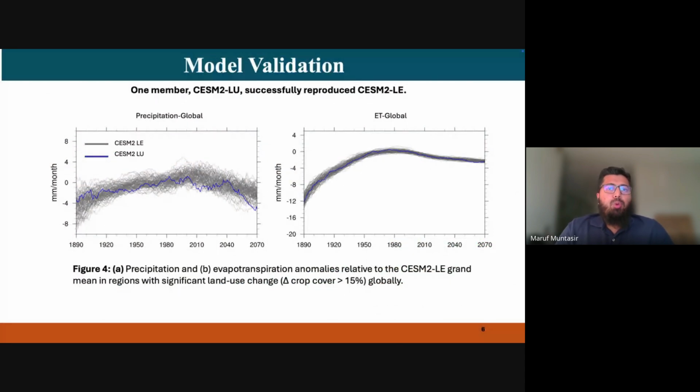This is our model validation. We reproduced 1 CSM2 LU run on the Anchor machine, as we mentioned, and validated it with the CSM2 large ensemble output. Here we are presenting precipitation and ET global average time series. Our CSM2 LU run follows the same trajectory and is very consistent with the CSM2 LE 100 ensemble members. And the blue lines, which are our LU runs, fall between the 100 ensemble members. Next slide, please.